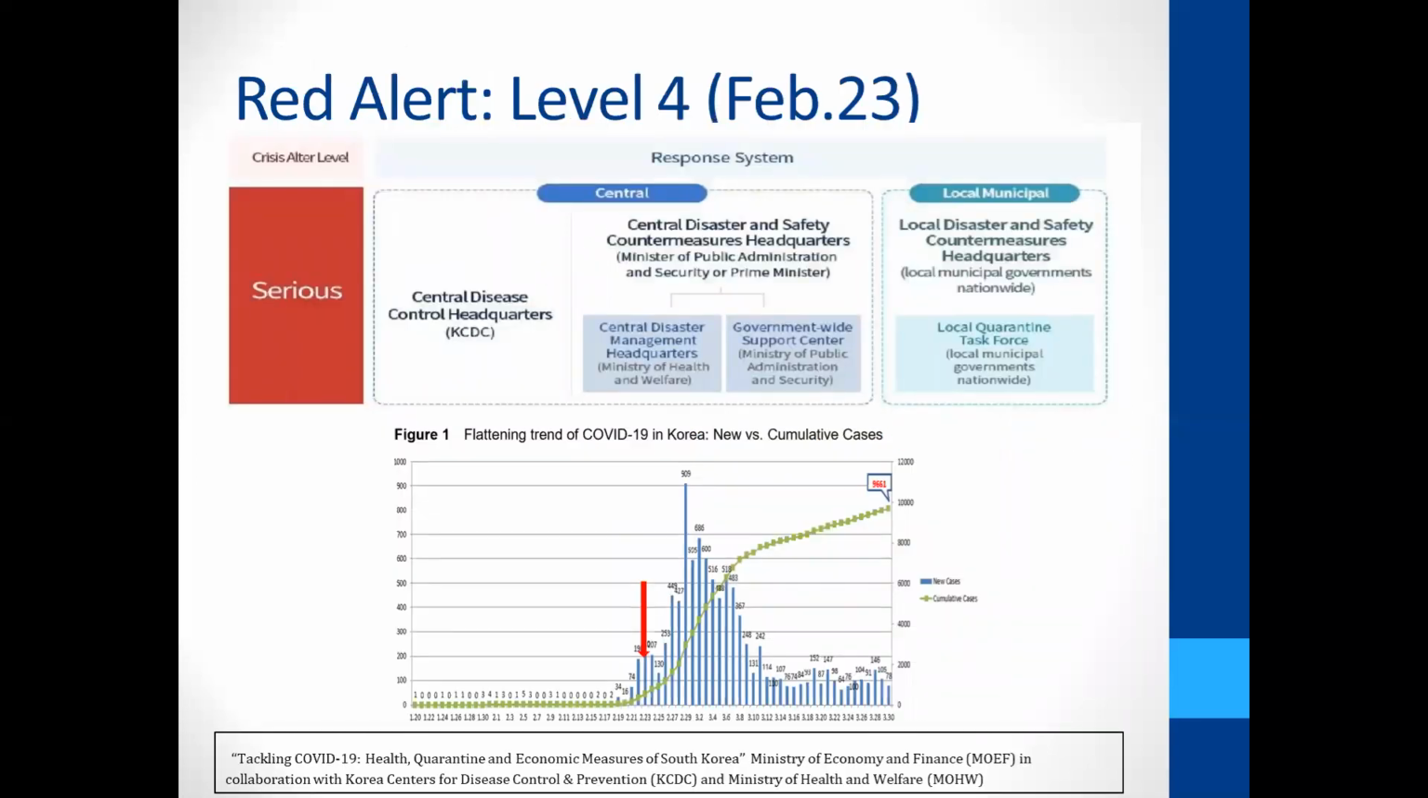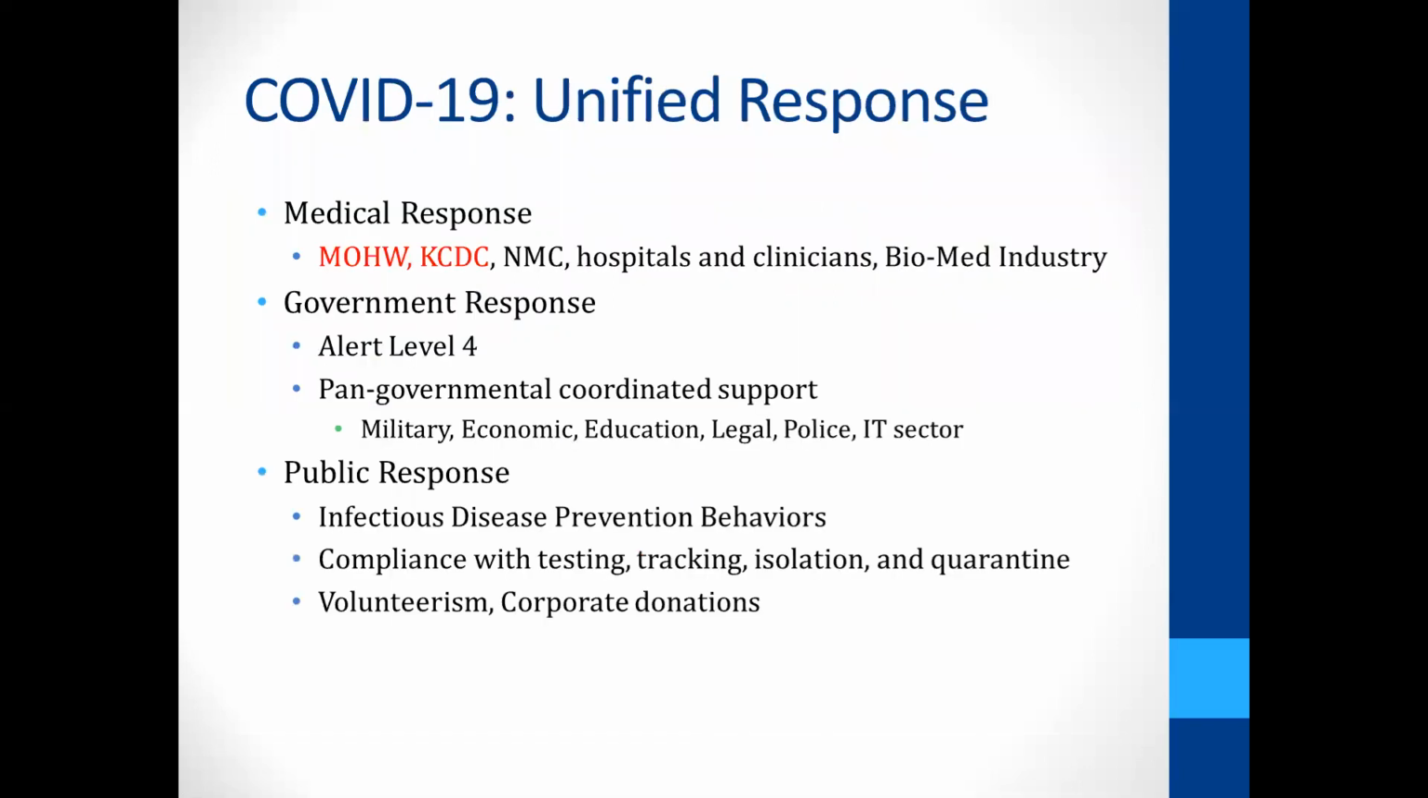Escalation of the alert level to red, level 4, which happened on February 23rd, signaled the need to intensify and broaden the effort to combat COVID-19. As mentioned, a unified response at all levels was necessary, and unify it did. The medical response, led by the Korean Centers for Disease Control and Prevention and supported by the Ministry of Health and Welfare, involved public and private hospitals, local clinicians and labs, and the biomedical industry. The non-medical response involved the rest of the country.